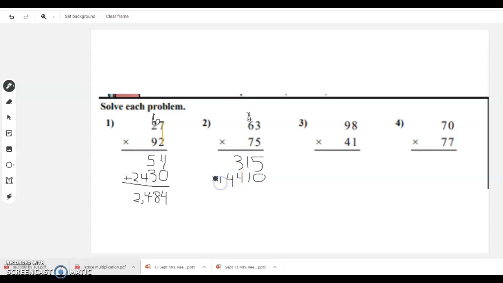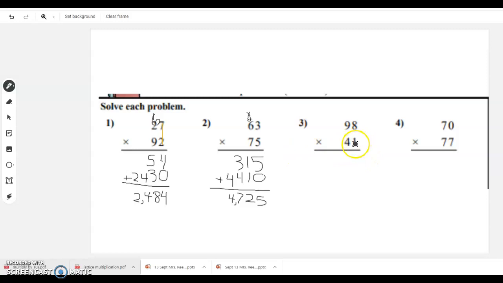And then I'm going to add them up. 5 plus 0 is 5. 1 plus 1 is 2, 3 plus 4 is 7, and nothing plus 4 is 4. Let's just add my comma.